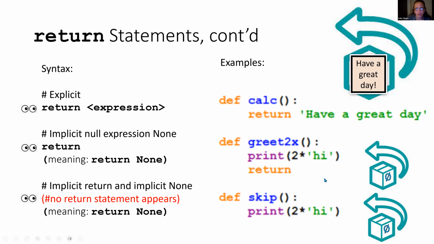So we have return with nothing after it. This means that nothing goes in the Amazon box, which we're going to symbolize with this null symbol right here. It means return none. Well, what is the type of none? Well, it's none type. So this box is sending back a none.